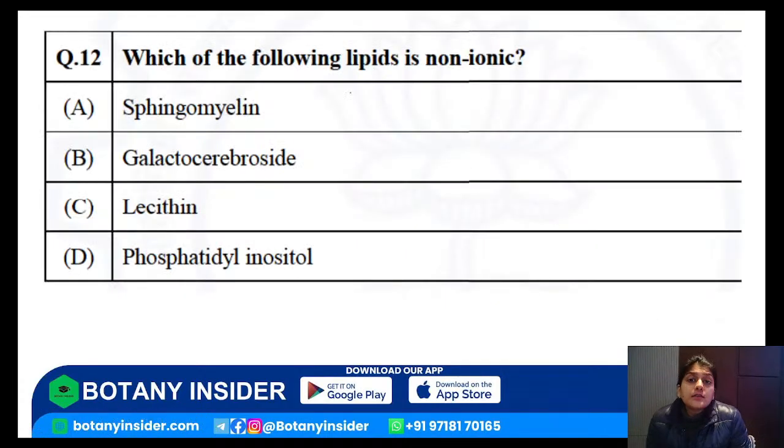Another question, which of the following lipids is non-ionic in nature? Sphingomyelin, galactocerebroside, lecithin, or phosphatidyl inositol. Mark this. Mark the answer for this now. Very good, very good. Everyone mark the answer.